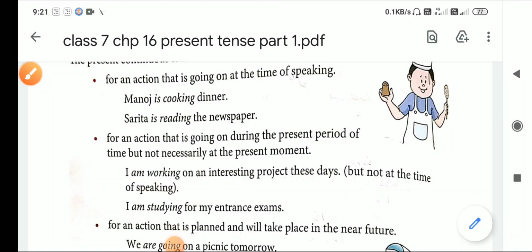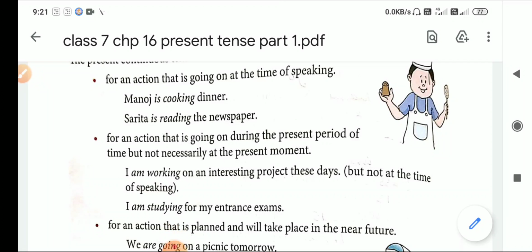Morning. We are continuing the present continuous tense in this class. Last class we saw how to make the negative form of the present continuous tense. Now we are going to see the uses of the present continuous tense.